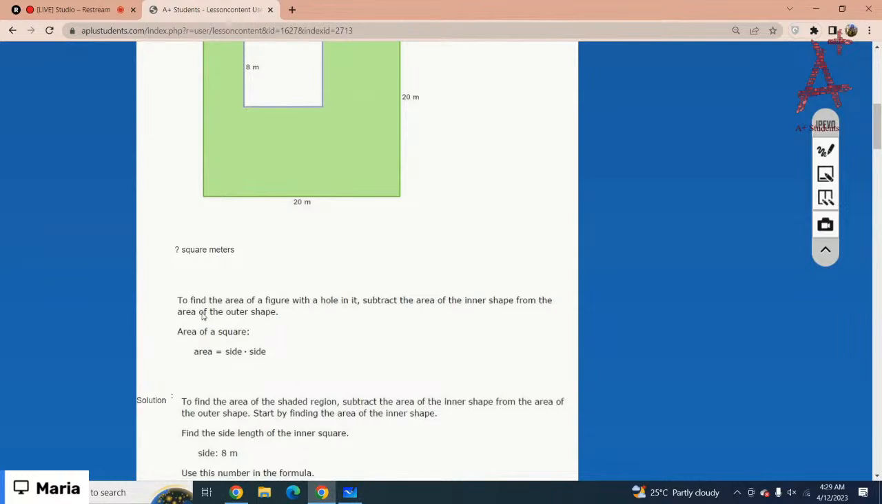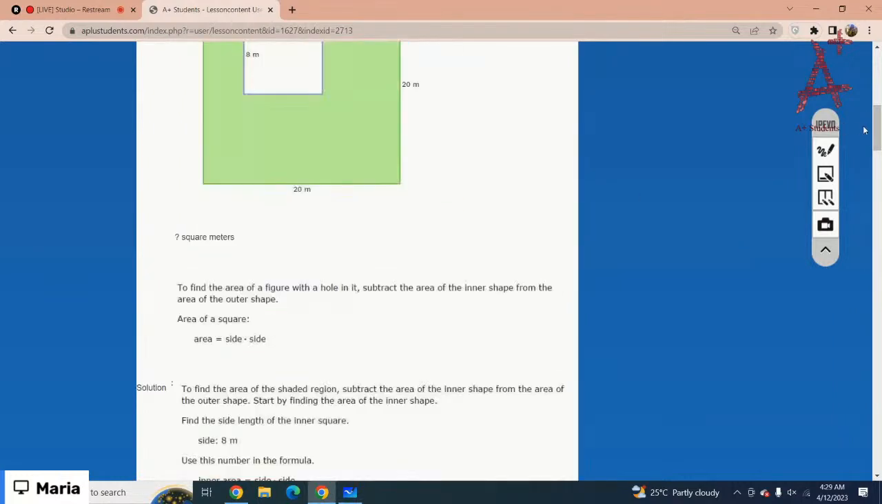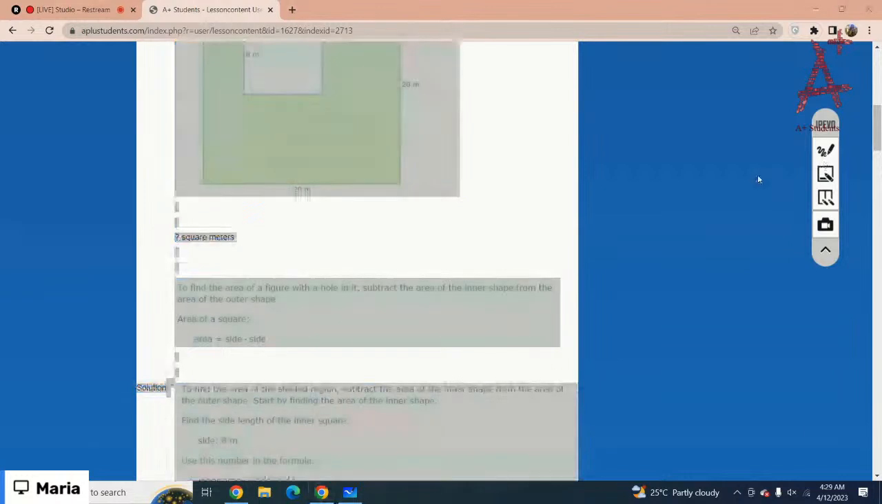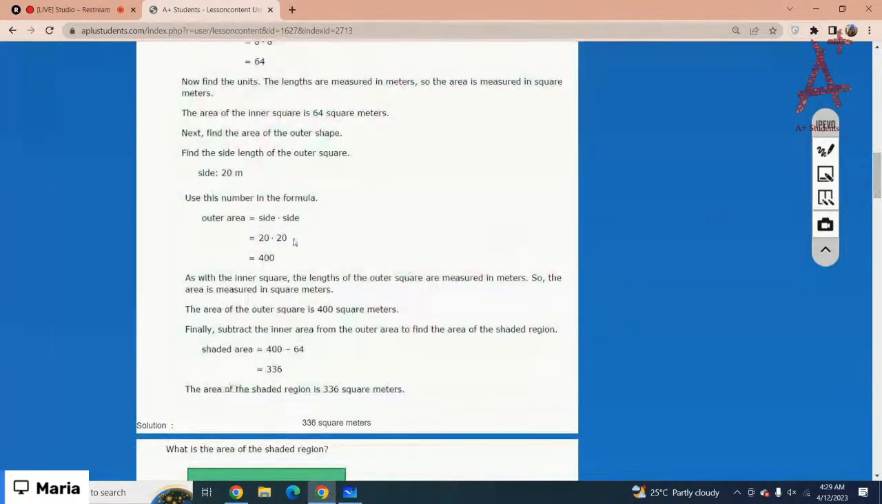So both of the shapes are squares. Just calculate the area of both the squares and just subtract them. For the smaller one, it would be 8 times 8, that means 64. For the greater one, it would be 20 times 20, that means 400. Just subtract 64 out of 400. That means the area of the shaded region is 336. You have to subtract the inner area from the outer area.